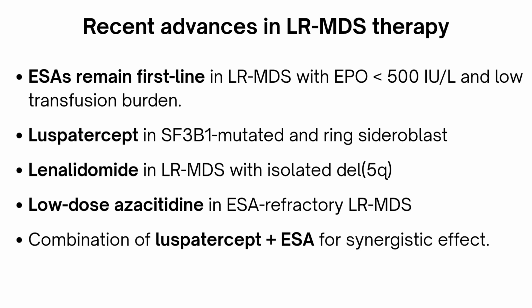Erythropoietin stimulating agent or ESA or simply EPO remains the first line therapy in MDS. There are multiple newer drugs approved for MDS therapy now. Luspatercept, which is an activin receptor ligand trap, is useful for ringed sideroblasts and MDS with SF3B1 mutation. Lenalidomide is useful in MDS with 5q deletion. Low dose azacitidine may be useful in ESA refractory MDS. Combined luspatercept and ESA may also be tried.